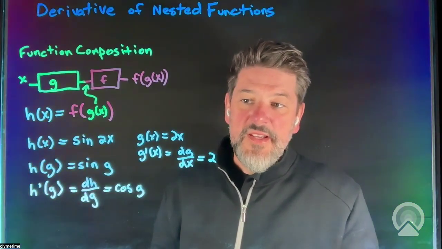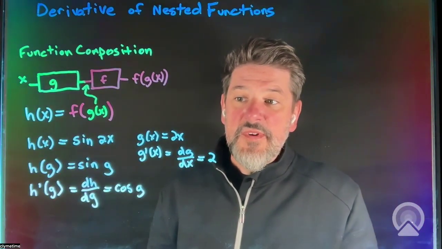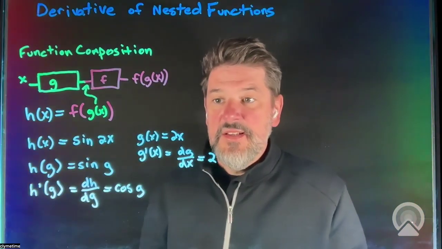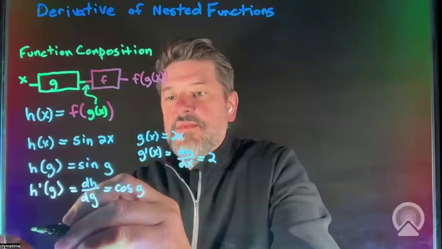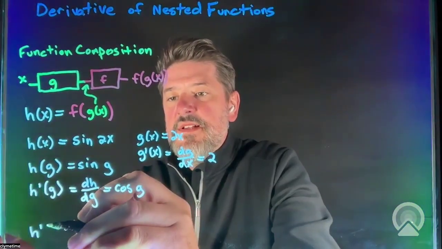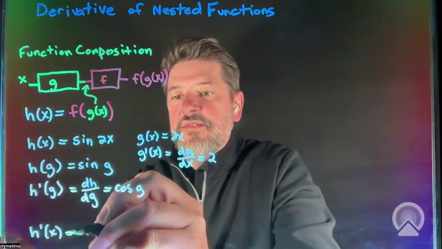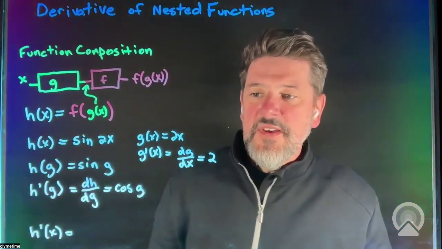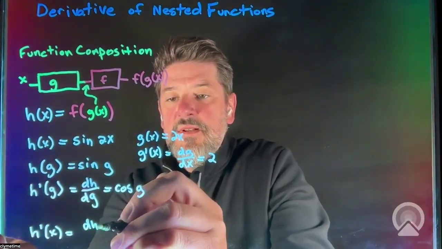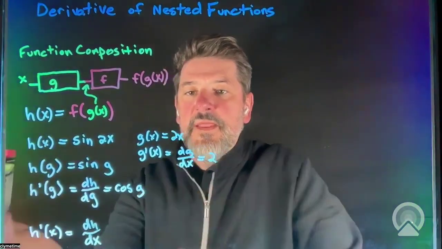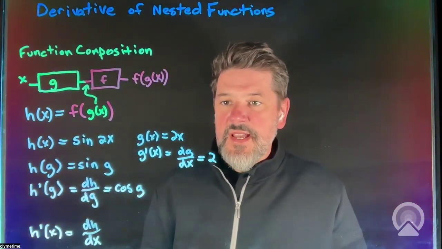But what we want to find overall is h prime of x. So what is h prime of x? I think I'm going to give myself a little bit more space here. So h prime of x, the derivative of the original function h of x, well, that's going to be dh over dx. So how do we get dh over dx?